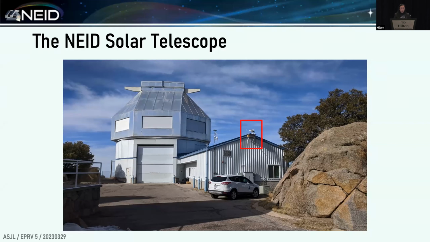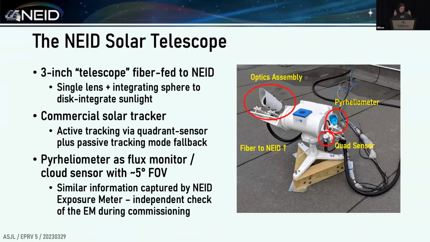Looking at the telescope part in more detail, we have this tiny little 3-inch telescope, which is basically a single lens that feeds sunlight into an integrating sphere. This integrating sphere is critical for creating disk-integrated observations, to observe the sun as if it were an exoplanet host star, where we have no spatial information. This is mounted on a commercial solar tracker that we bought off the shelf. It has an active tracking loop that keeps it centered on the sun with a quadrant sensor.